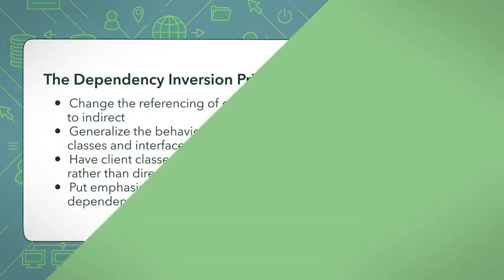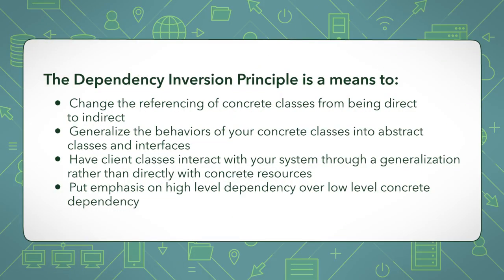To summarize, the Dependency Inversion Principle is a means to change the referencing of concrete classes from being direct to indirect, generalize the behaviors of your concrete classes into abstract classes and interfaces, have client classes interact with your system through a generalization rather than directly with concrete resources, and put emphasis on high-level dependency over low-level concrete dependency. Despite the extra work that may be required to design and implement your system, the amount of time and resources that you gain further down the road is worth the effort spent.